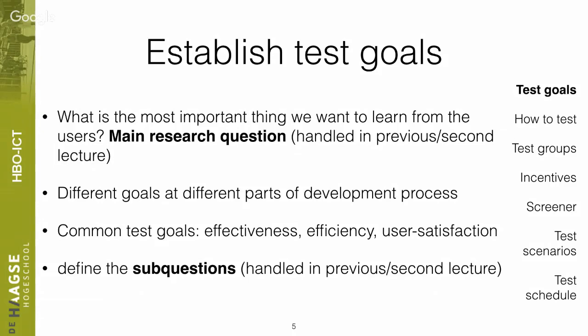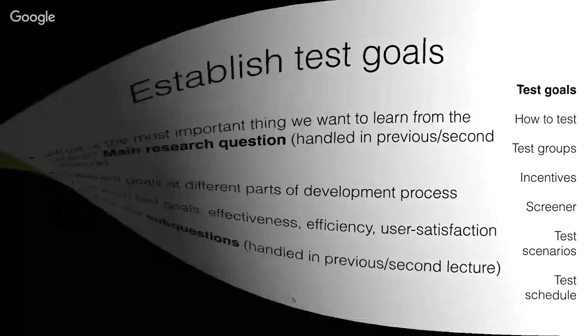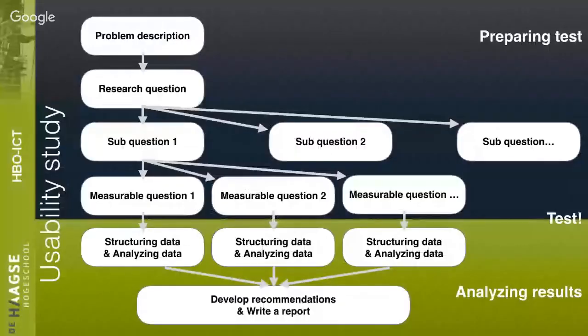We also talked about this before. Again, this is a visualization of the process. You start with the problem description, then you have the research question, and you divide the research question into sub-questions. And then after that, you have your measurement questions for each sub-question in order to answer it. You do the experiment, you do the analysis, and then you write the conclusions about your work.